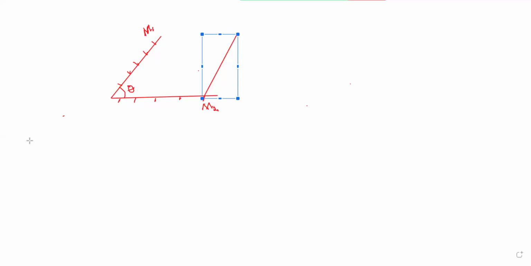And this ray, after going through two successive reflections, becomes parallel to M2. When you are drawing, please, your parallel line must be properly drawn. So this ray, after going through two successive reflections, one reflection, becomes parallel to M2.